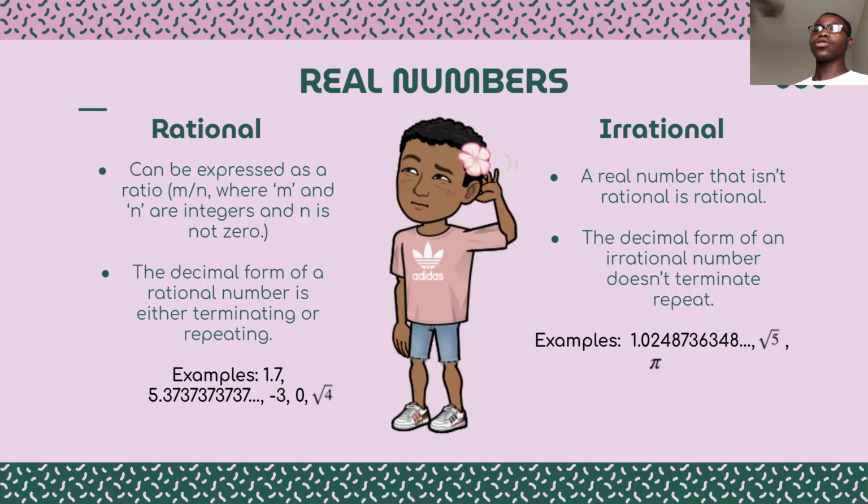When a number is terminating, that basically means that it has a digit that ends and stops. For example, 1.7 is terminating. When a number is repeating, that means a group of digits keeps repeating on and on forever, and those count as rational numbers. But on the other hand, an irrational number doesn't terminate or repeat. For example, pi has digits that keep going on and on forever without stopping or repeating, so it's an irrational number.